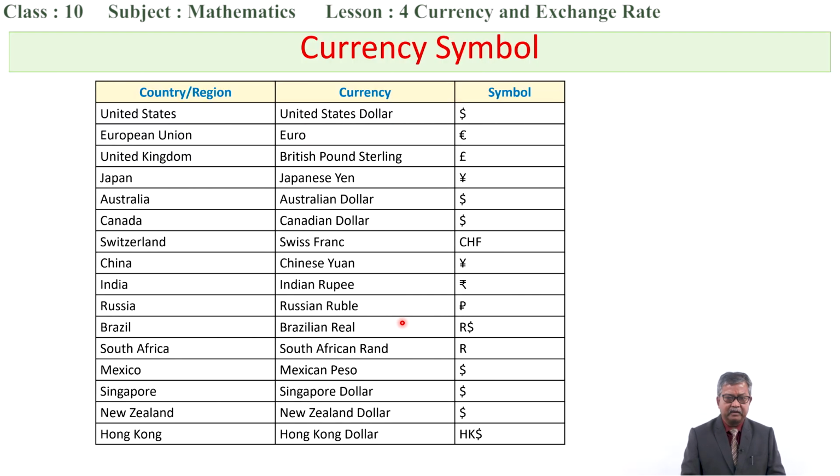Now let's see, in these slides, the symbol of the currency. The symbol of the currency for the United States, we can say America. United States currency is called the dollar, the United States dollar. This is the symbol of the dollar.